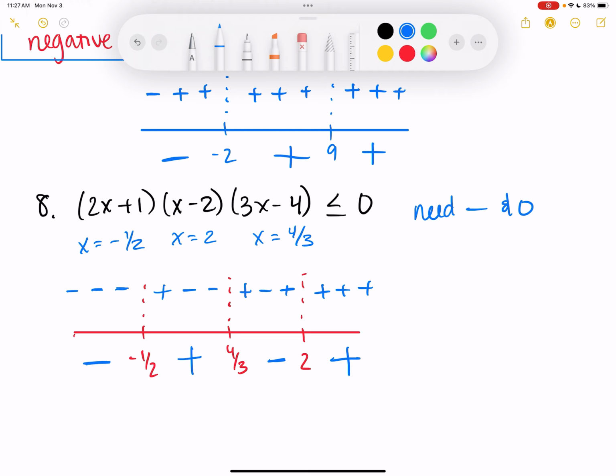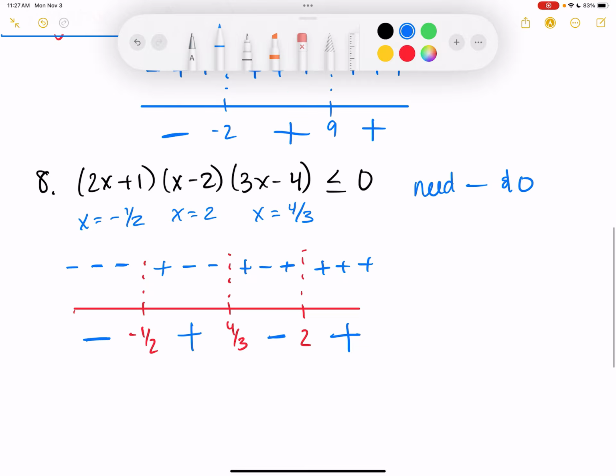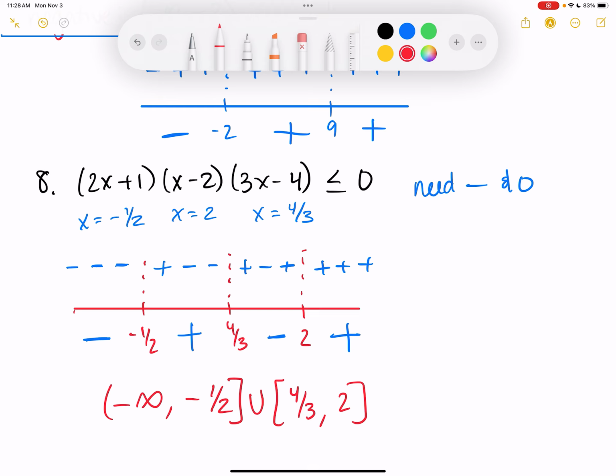So then I would write my intervals. Remember, I need negatives including 0, so I'm going to have brackets except for on infinity. So I'm at negative infinity to negative 1/2. The negative 1/2 gets a bracket. Union, 4/3 to 2, both of those get brackets. So 4/3 and 2. So that would be your interval that solves this.